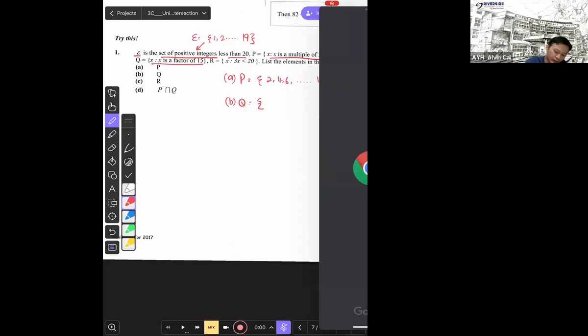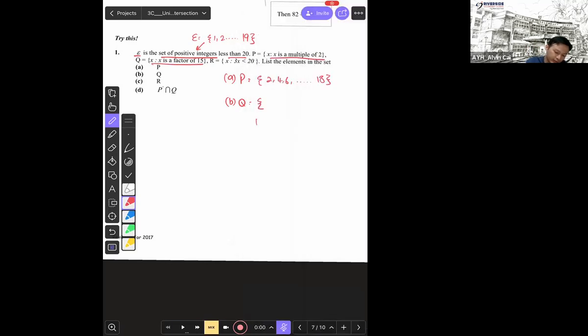If you can't remember what a factor of 15 is, basically any two numbers that multiply together to give you 15 will be factors of 15. So 1 times 15, 3 times 5 give you 15. So these are the factors of 15. So it's 1, 3, 5, and 15.